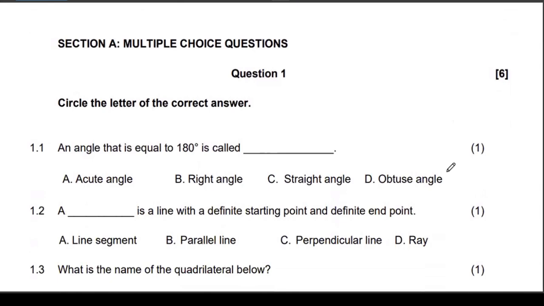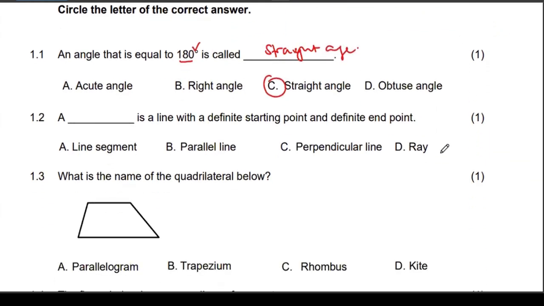1, which is section A. They're telling us that an angle that is equal to 180 degrees. Okay, so angles that are equal to 180, we know that that is a straight line. So it can be called a straight line or basically a straight angle. So basically that is option C. And then a dash, dash, dash is a line with a definite starting point and a definite end point. So that is a line segment, which is option A.